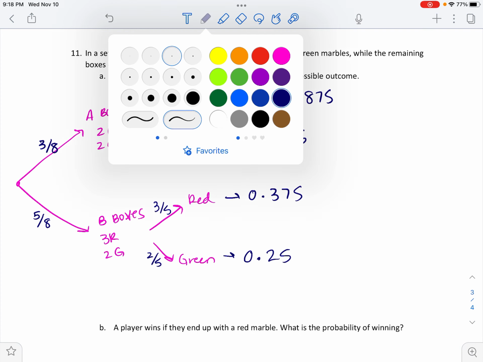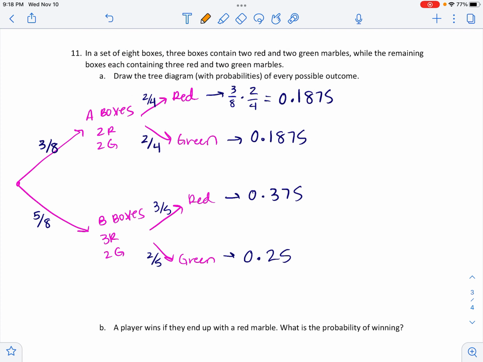Now, if you remember right here, we have a check. If we've listed truly every possible outcome correctly, when I add these up, they should equal 1. And if you check these 4, they do. So we know that we've correctly calculated all of the outcomes. So this is a good tree diagram.